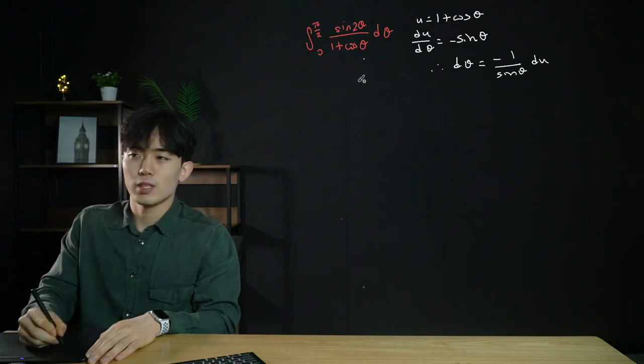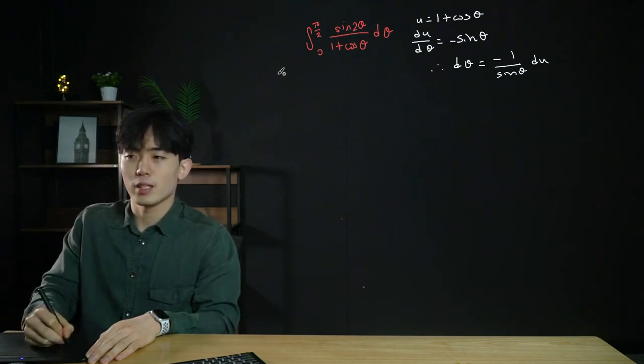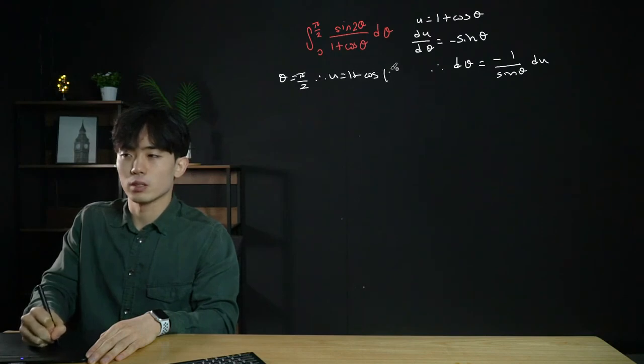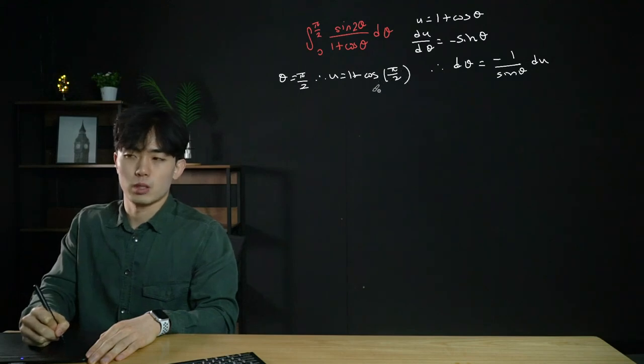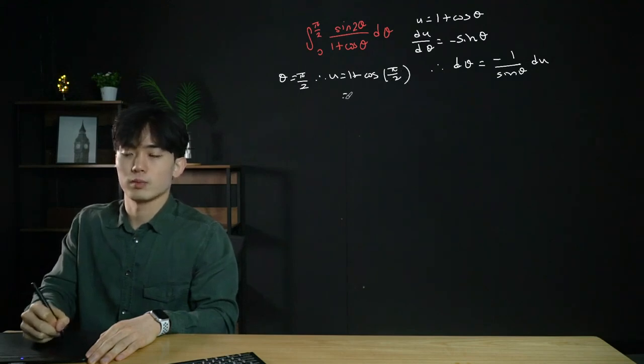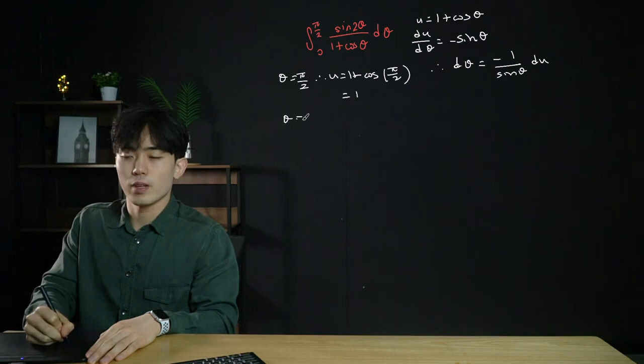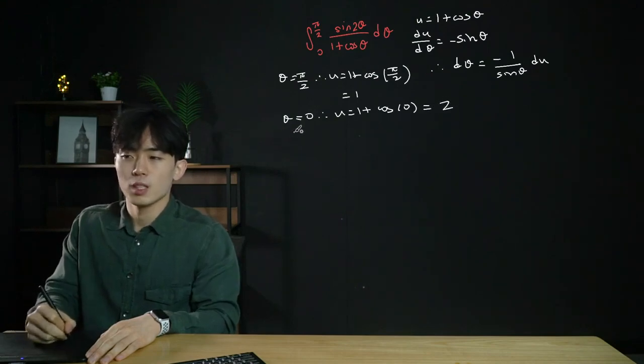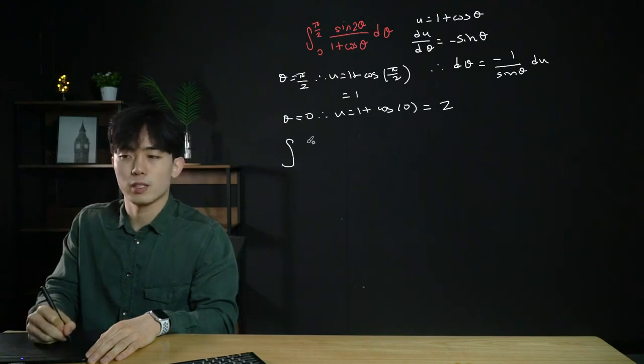As you can see, we also need to replace these limits as I said earlier. So when theta is pi over 2, plugging into our original u equation, we're going to get u is equal to 1 plus cos pi over 2. Cos pi over 2 should be 0, so it's going to be equal to 1. When theta is 0, same thing, u is equal to 1 plus cos 0. Cos 0 is 1, so we're going to be equal to 2. So we can now replace it, okay? The limits are now 2 to 1.